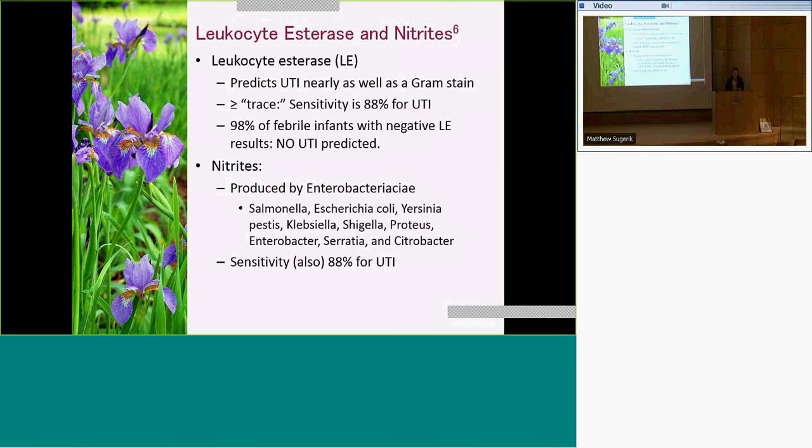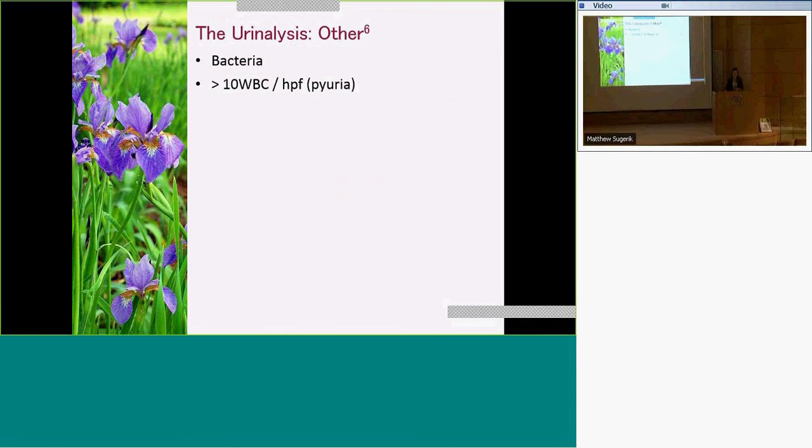Nitrites, I tend to forget, only come if you have certain bugs. So they have to come from the Enterobacteriaceae family, which of course is the vast majority of things that cause UTI in this age group. But you can absolutely have a UTI with negative nitrites if it's not one of these things. And again, very, very sensitive. If both are present, the false positive rate is only 4%. So the likelihood that what you see is a UTI is extraordinarily high.